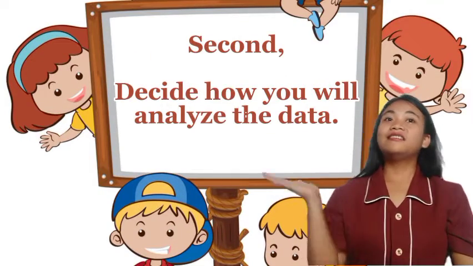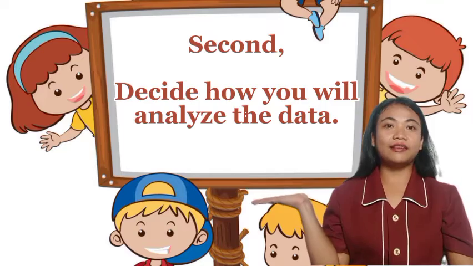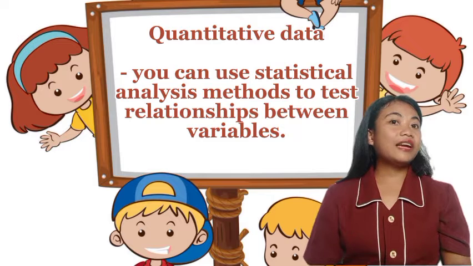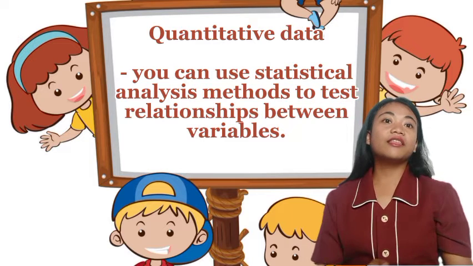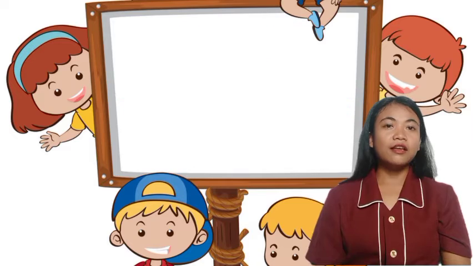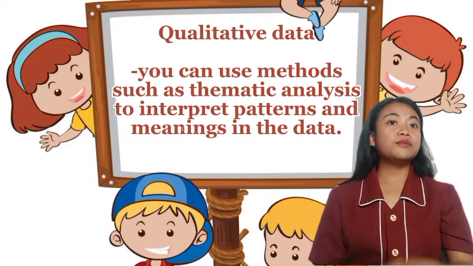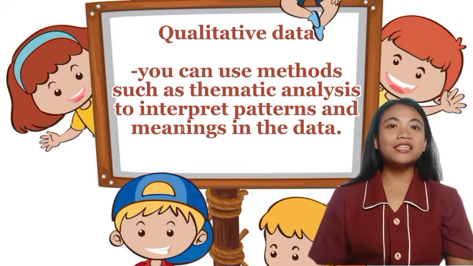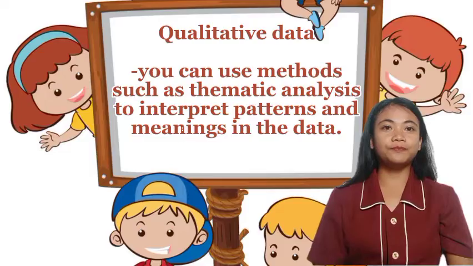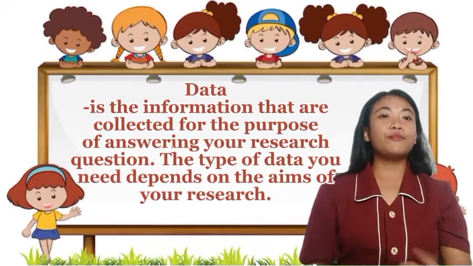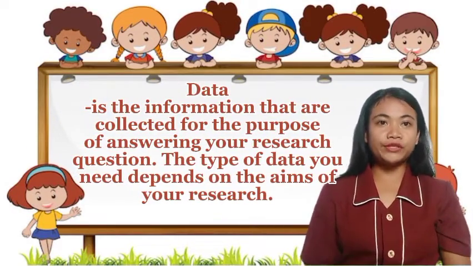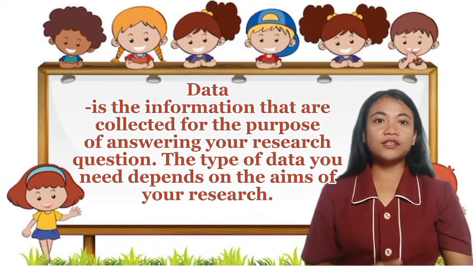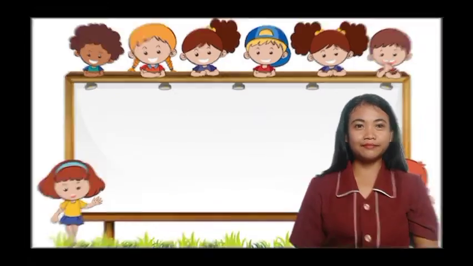Second, decide how you will analyze the data. For quantitative data, you can use statistical analysis methods to test the relationship between variables. For qualitative data, you can use methods such as thematic analysis to interpret patterns and meanings in the data. Data is the information that is collected for the purpose of answering your research question. The type of data you need depends on the aims of your research.